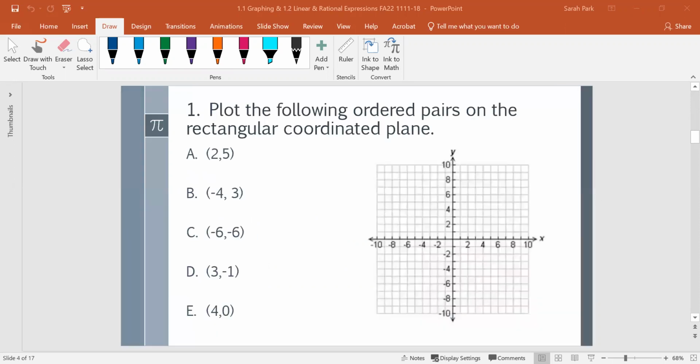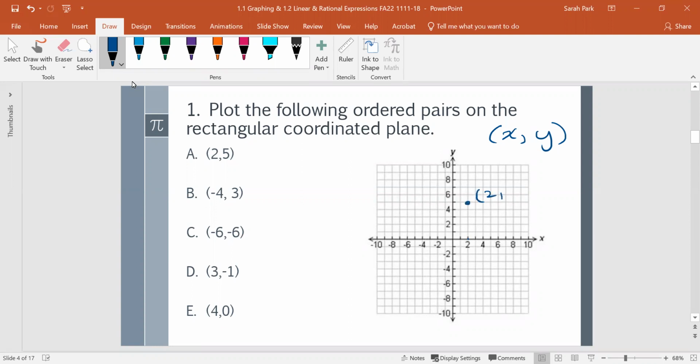Okay, so let's just practice plotting these points here. We have a coordinate plane, and we're going to plot (2, 5). We have the vertical axis, the y-axis, and the horizontal axis, which we call the x-axis. The points are always x value first, then y value. So (2, 5) is going to be 2 at x, 5 on y.